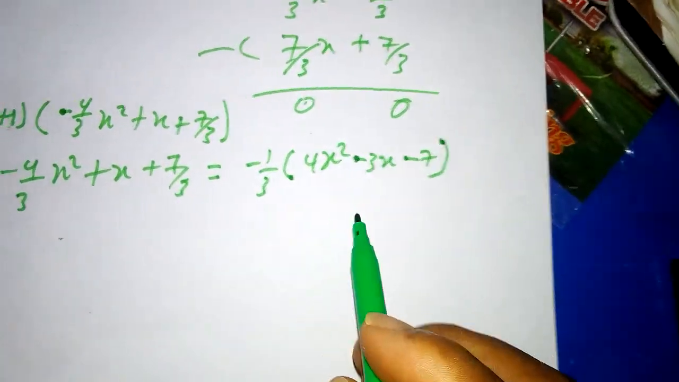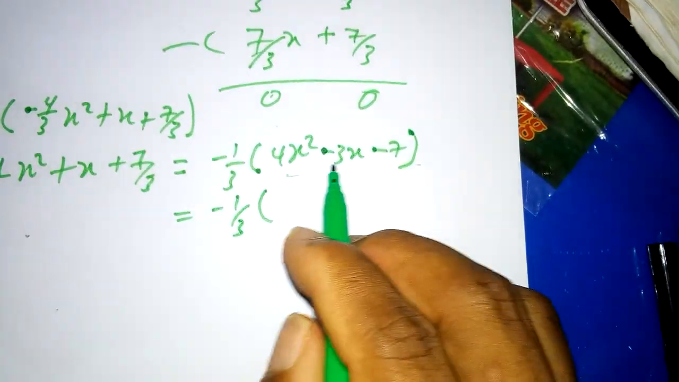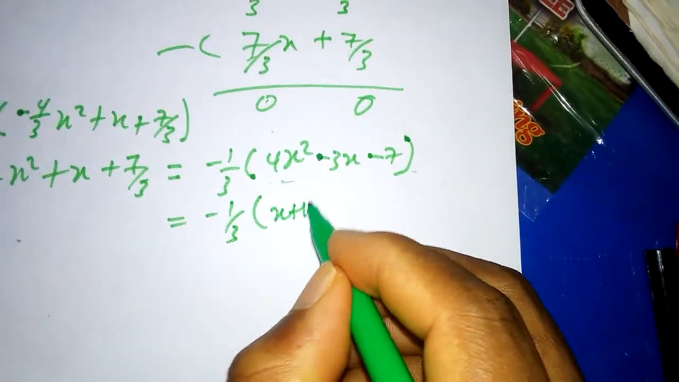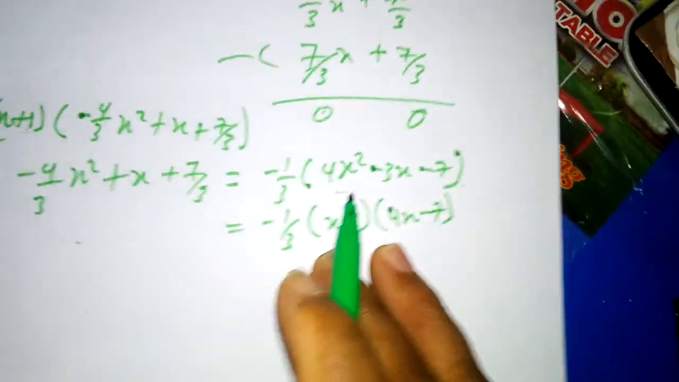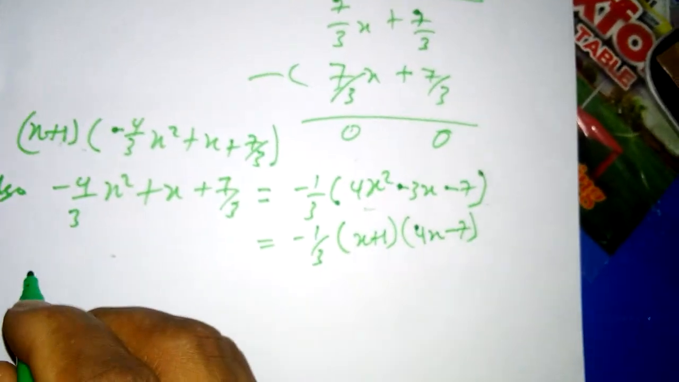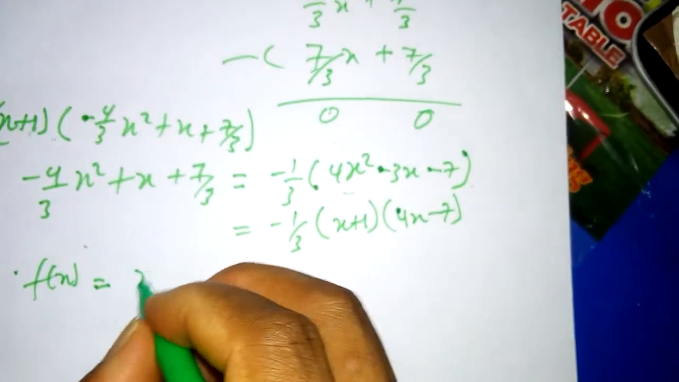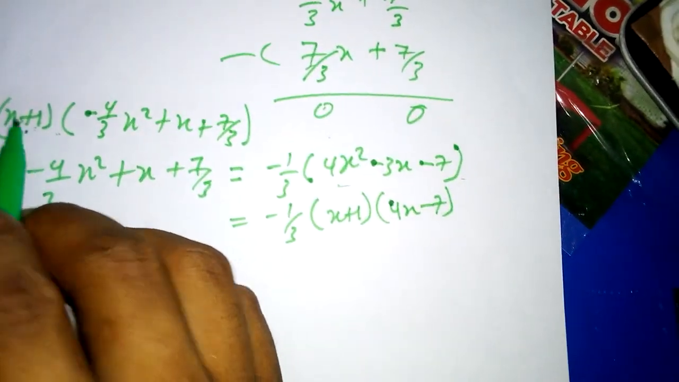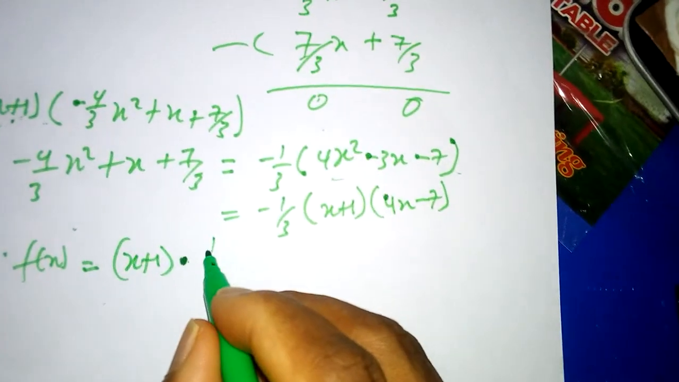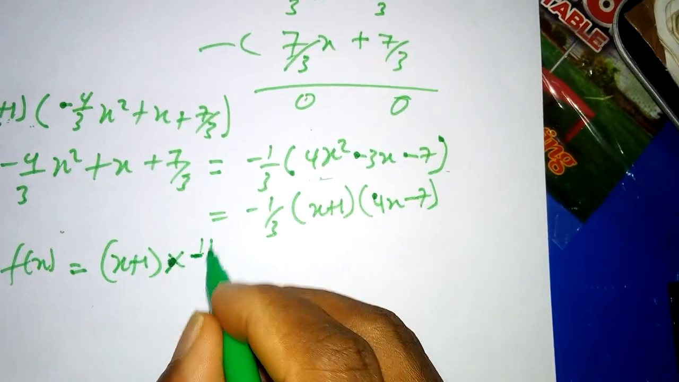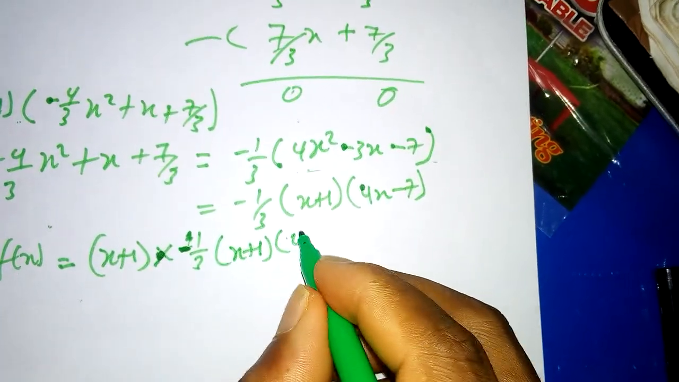Alright, so we can factor the 1 in the equation, which will give us minus 1 over 3. This one, we simplify this one, it's just going to give us x plus 1 times 4x minus 7. That's all. So we now use this one to multiply this one. Therefore, the factors of f of x will be x plus 1, which is this one, times, so let me just use the dot for multiplication. Negative 1 over 3. Sorry, this one is not part. This negative 1 over 3, x plus 1, 4x minus 7.